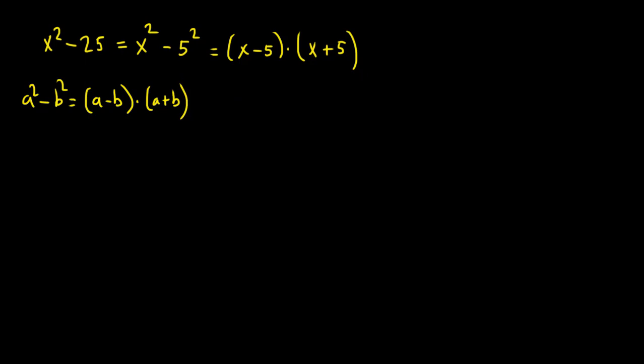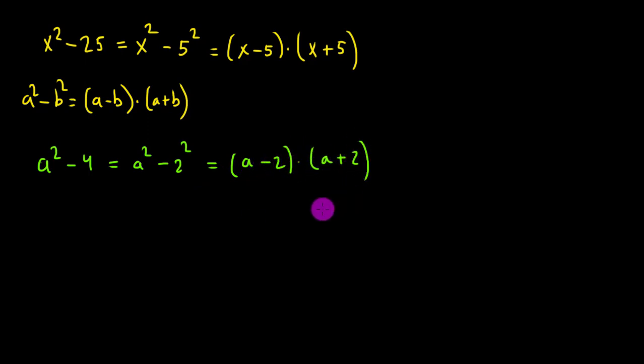Okay, this one is done. Let me write another example. Let's say a squared minus 4, yeah? How can you write it? You can write it as this one. So you have a squared, and you can write 4 as 2 squared, yeah? So it will be a minus 2 times a plus 2. Okay?